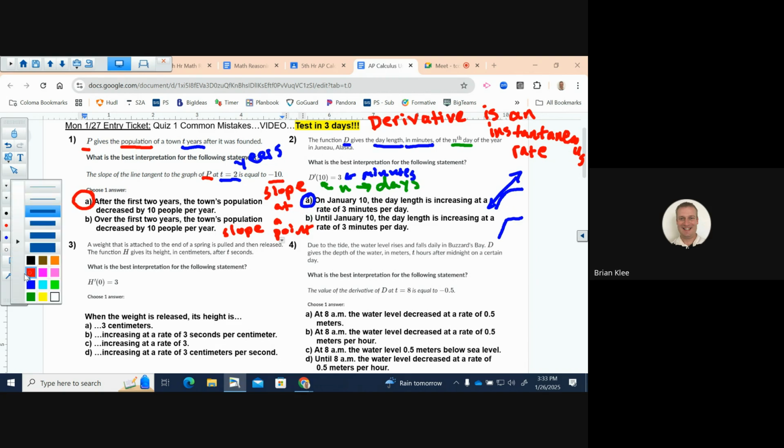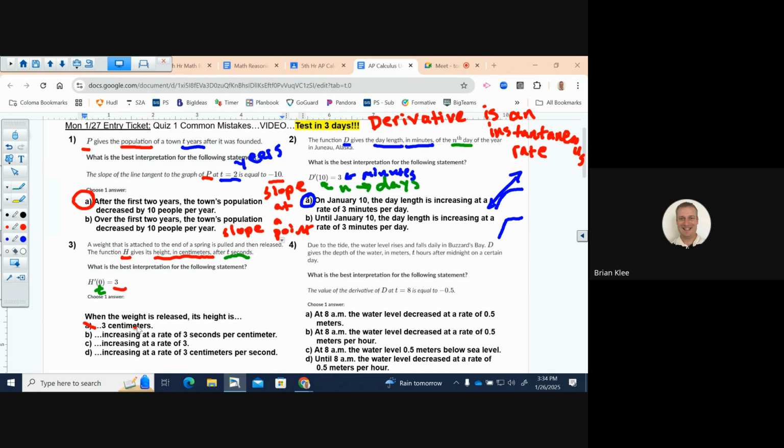Number 3, again, identify your variables. H is height in centimeters. T is time in seconds. So ultimately, we are saying at a time of 0 seconds, the height is changing by a rate of 3. A is completely wrong because it's not a number of centimeters. It's how the centimeters are changing. B is also wrong because it's flipping the x and y variable. And then C is wrong because rate of 3 what?